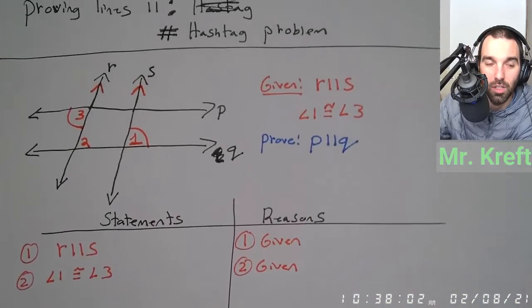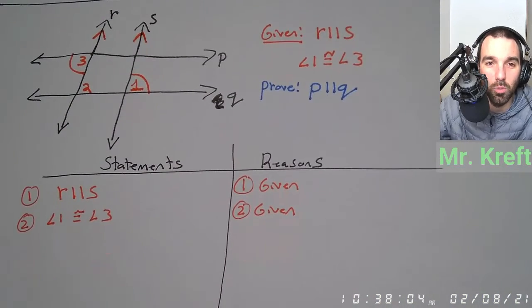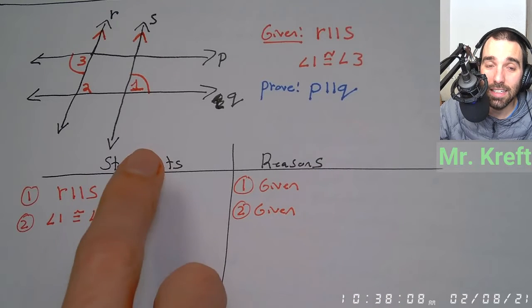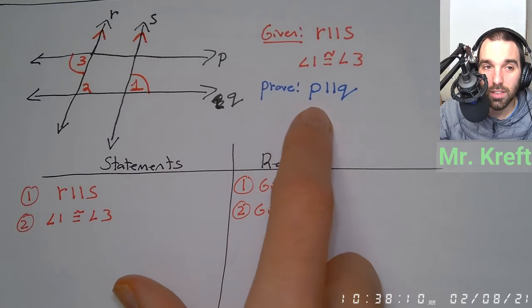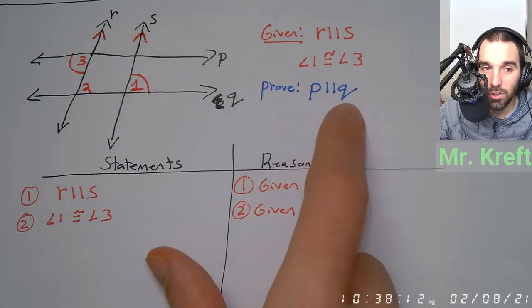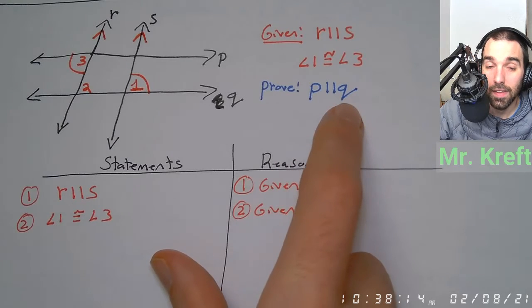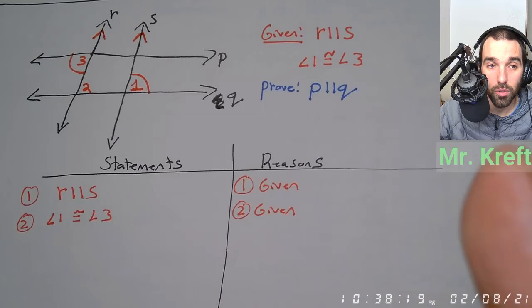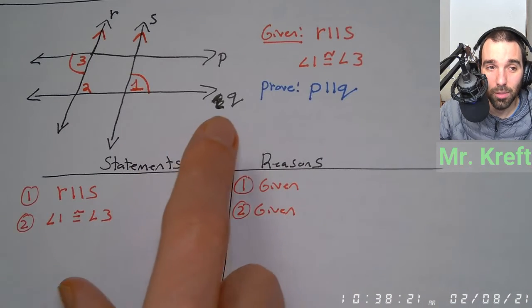Okay, so I'm going to go back to here. We have to show an angle rule is true in order for these to be parallel. So what we need is an angle that's on P, an angle that's on Q, and they have to be an angle relationship. So what angles are in an angle relationship?